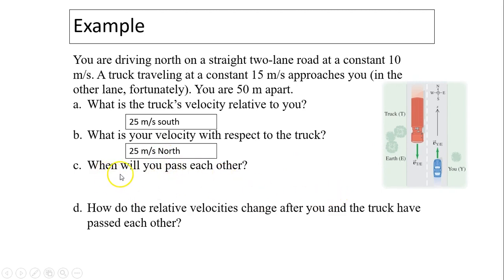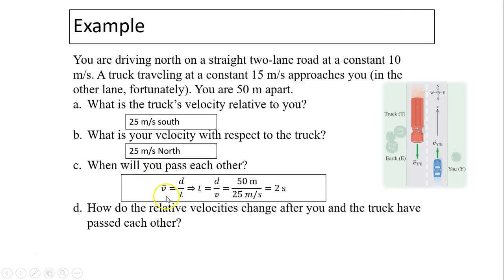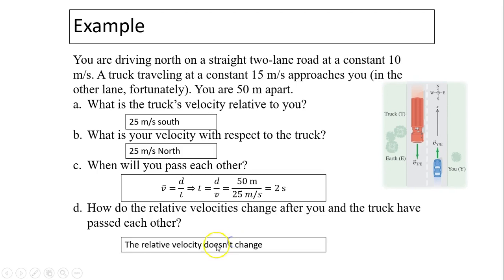So you're trying to find time. We use this equation, v equals d over t. Remember, v and t can be exchanged, so t equals d over v. The distance between you two is 50 meters, and the speed relative to each other is 25 meters per second. So in 2 seconds you will pass each other. How do the relative velocities change after you and the truck have passed each other? The velocity doesn't change, except instead of traveling toward each other, you will travel away from each other.